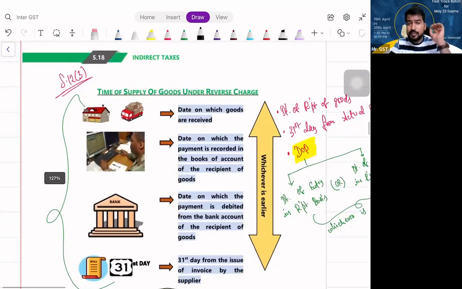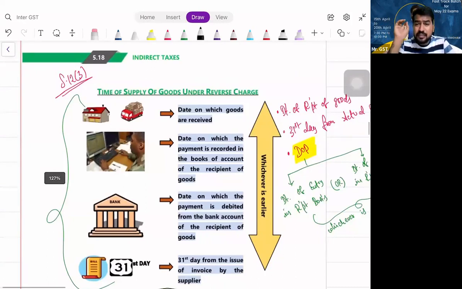What is that? Time of supply under section 12, subsection 3. The date of receipt of goods, the 31st day from the actual date of invoice, and the date of payment. Whichever is earlier, I will take it as the time of supply. First, let us see the question here.